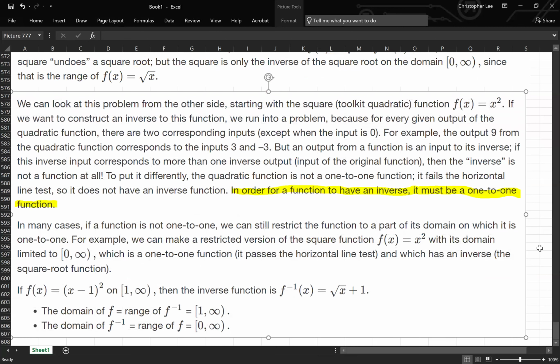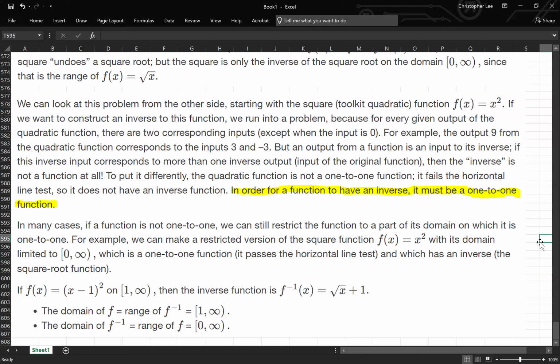All right, so we can look at this problem from the other side, right? Starting with the toolkit quadratic function, f of x equal to x squared. If we want to construct an inverse of this function, we run into a problem because for every given output of the quadratic function, there are two corresponding inputs, except when the input is 0. For example, the output 9 corresponds to the inputs 3 and -3. But an output from a function is an input to its inverse. So if one input to the inverse corresponds to more than one output of the original function, then the inverse is not a function at all.